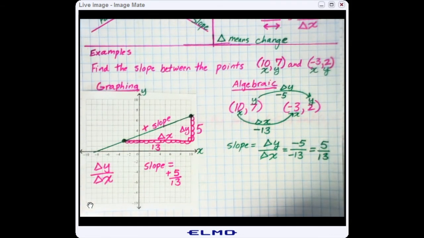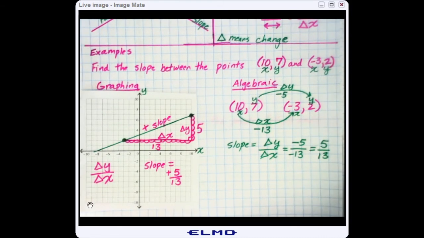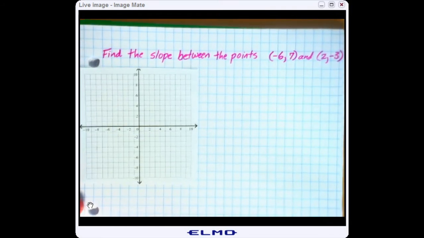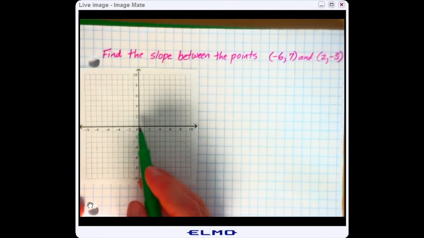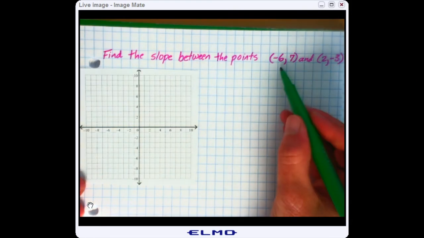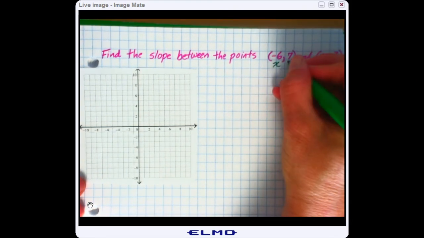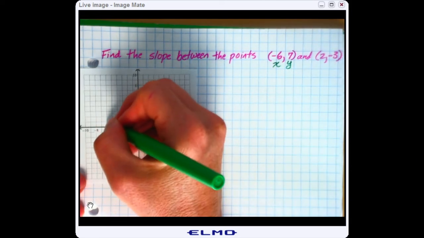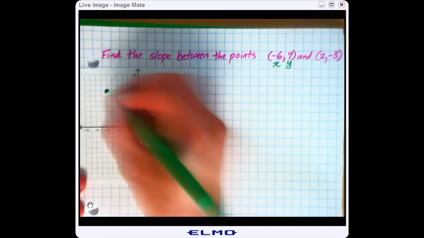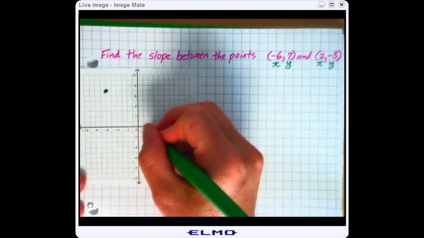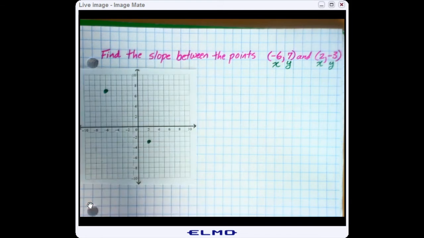We're going to look at a couple more examples now. Okay, so I'm going to turn the page, and we're going to do these examples. Okay, so I'm going to, again, find my slope graphically, and I'll also find it algebraically. So to find it graphically, I'm going to start by plotting my points, negative 6, 7, and I'm going to plot the point 2, negative 3, and then I'm going to connect those.